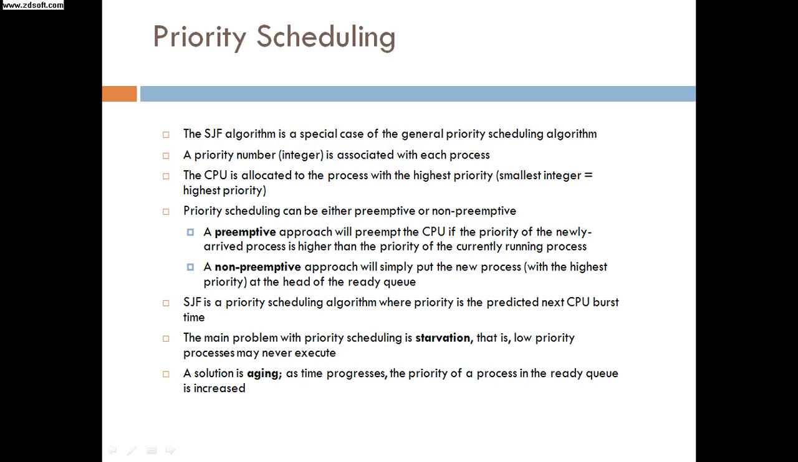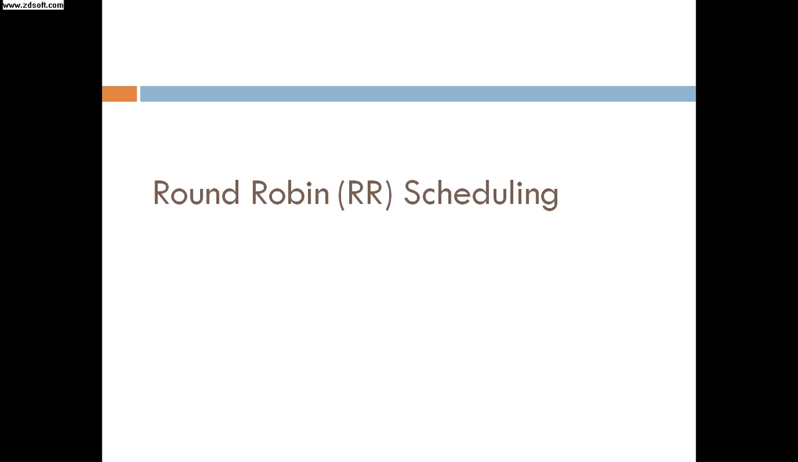The main problem with priority scheduling is starvation, that is, a low priority process may never execute. To provide a solution, we gradually increase the priority periodically. At some point of time, the low priority process will get a high priority number, so automatically that process will be executed by the CPU. The solution is termed aging.